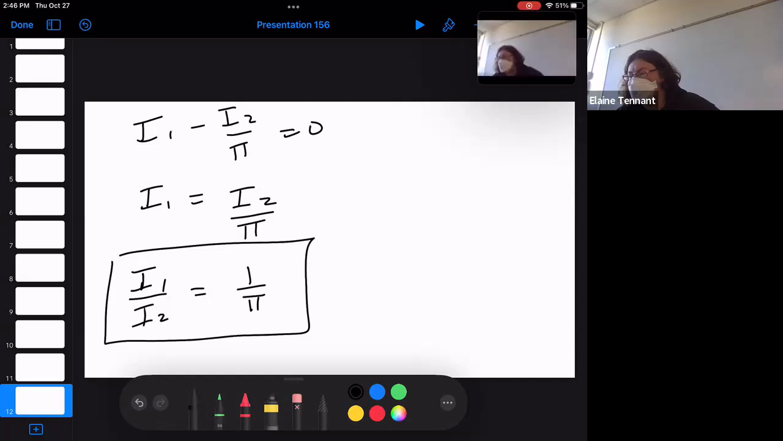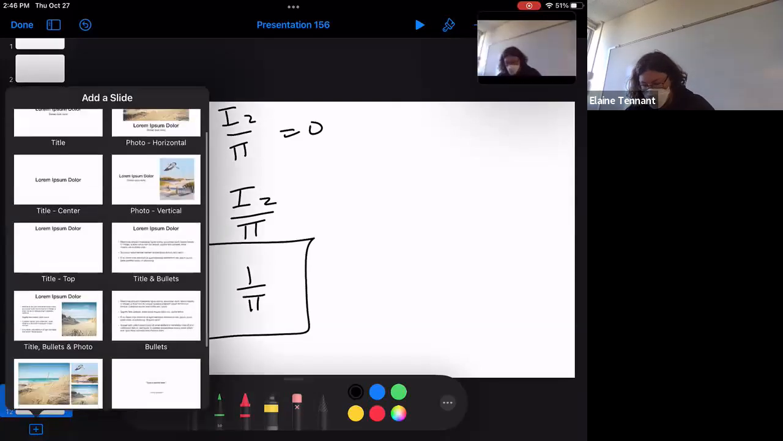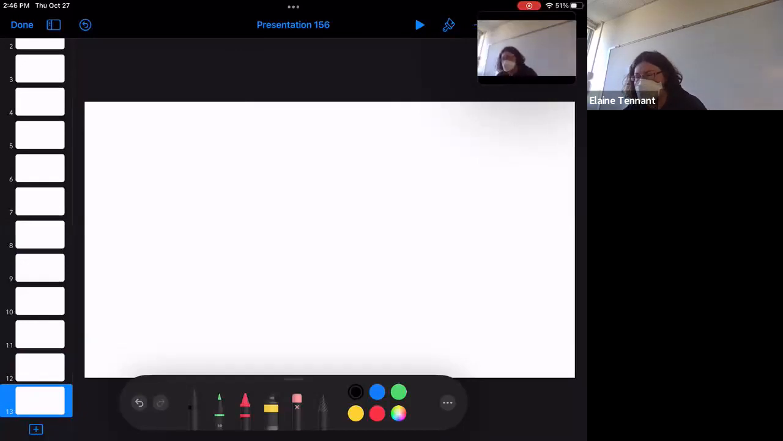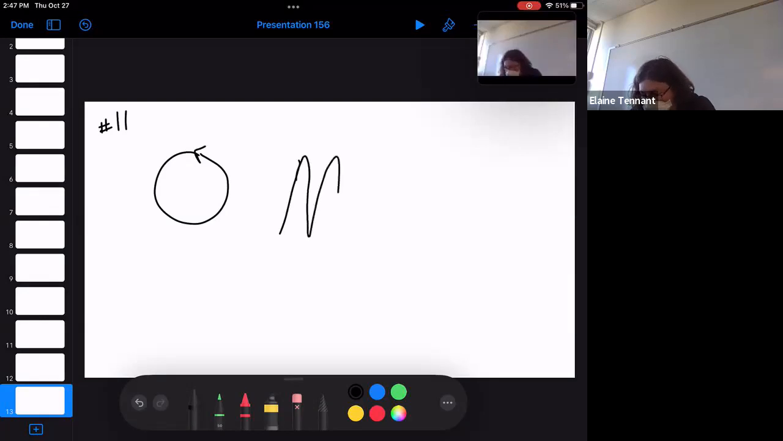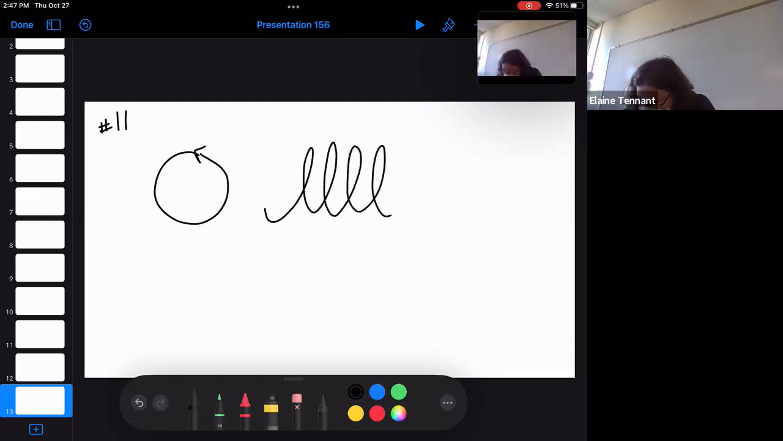There are a whole bunch of directional problems in here. And I want to do 2 of them. I want to do number 11. And this is going to be sad because I need to draw a coil. Man, that's a terrible coil. Let me just. Okay.